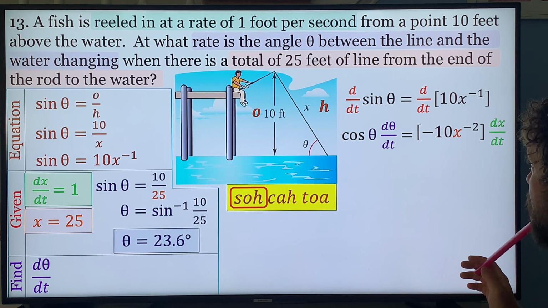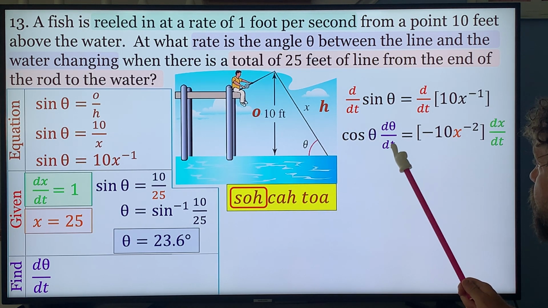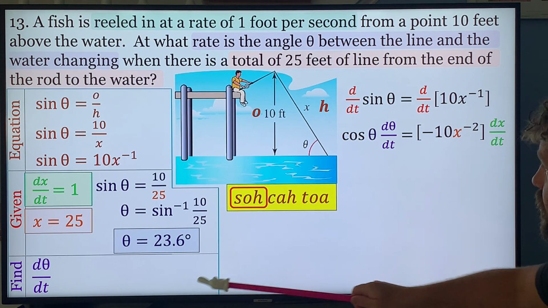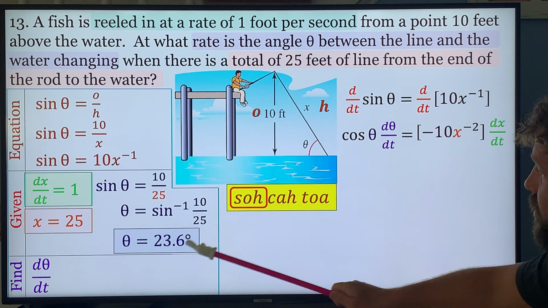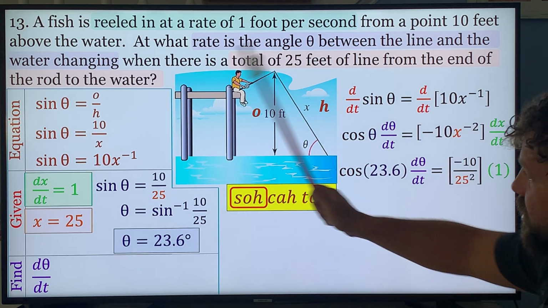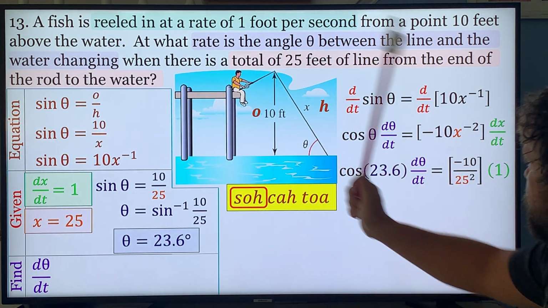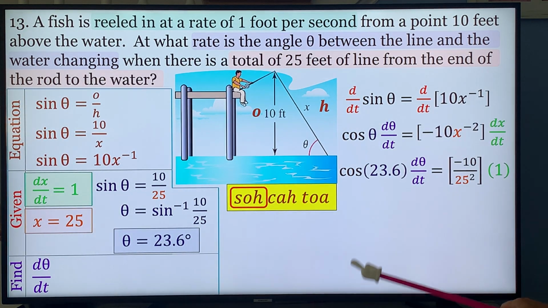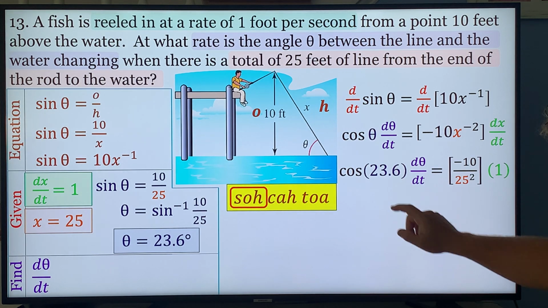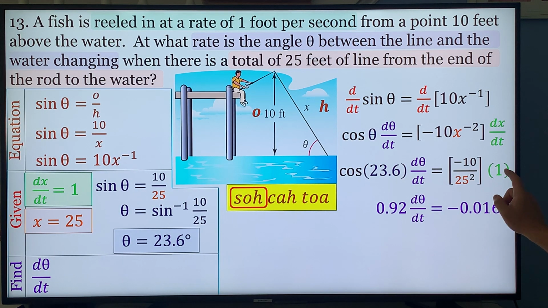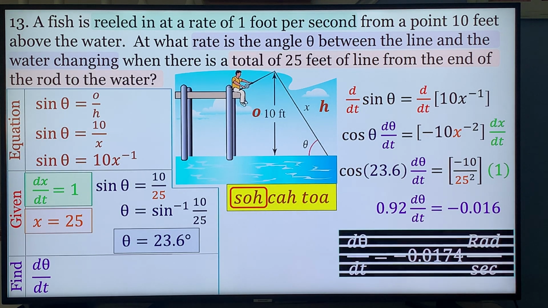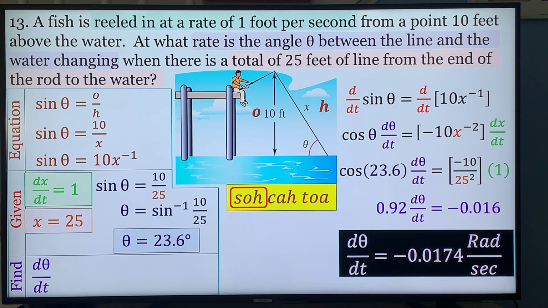All right. Plug in your d theta dt. We don't have one. Plug in your theta, 23.6. Plug in your x, 25. Plug in your dx dt, 1. Cosine this. -10 divided by 25 squared is -0.016. All right. Divide, and you get -0.174 or -1.74 times 10 to the -2 radians per second.